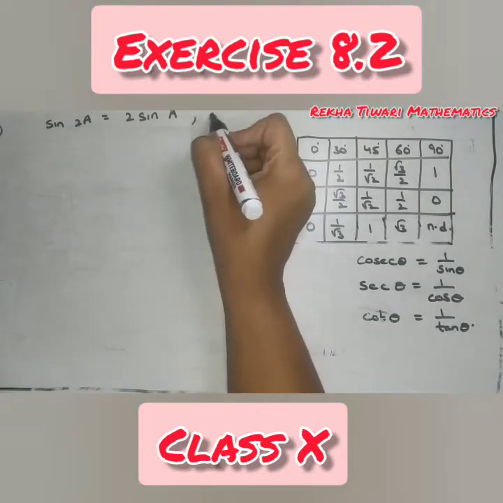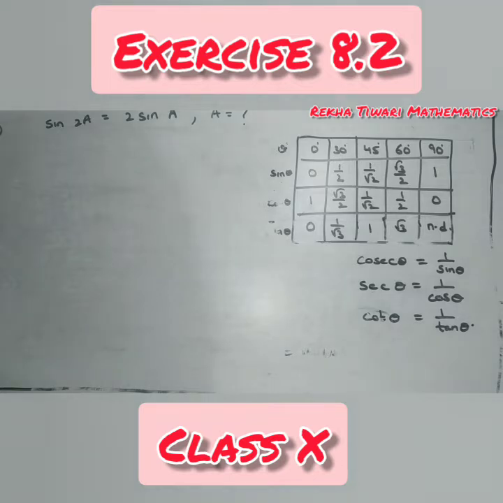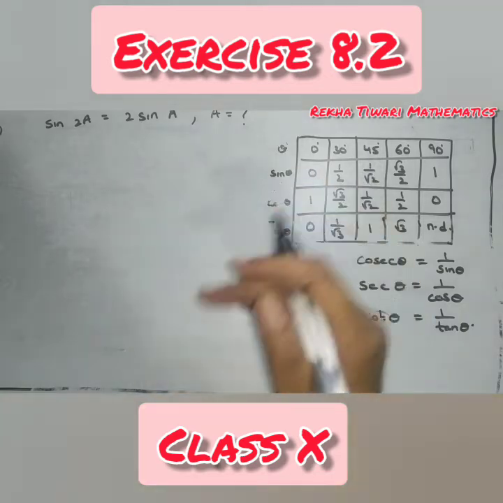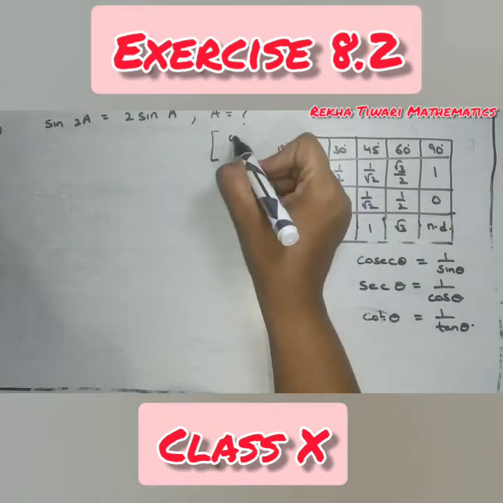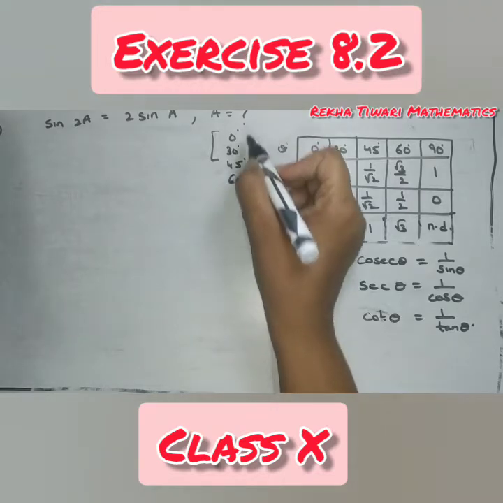You have to find out the value of a. What is given to you? Sin 2a is equal to 2 sin a. Find out the value of a. Okay, so look here. We have to solve this question through the options. Options are 0 degree, 30 degree, 45 degree and 60 degree.